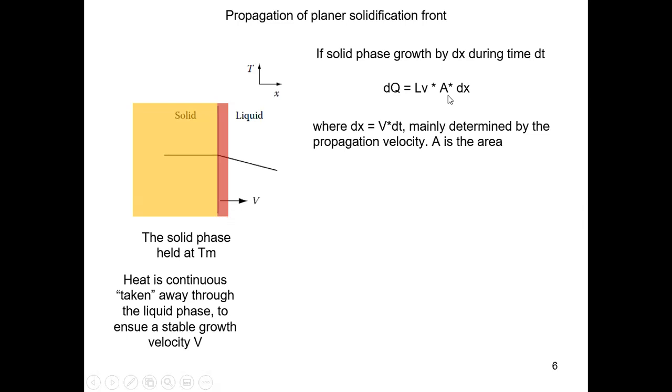So all together, the area times the thickness, you're going to get the volume, right? And because LV is the latent heat per unit volume, altogether this gives you the amount of heat released due to the transformation of a small region of liquid to the solid, right? Does this make sense, everyone?